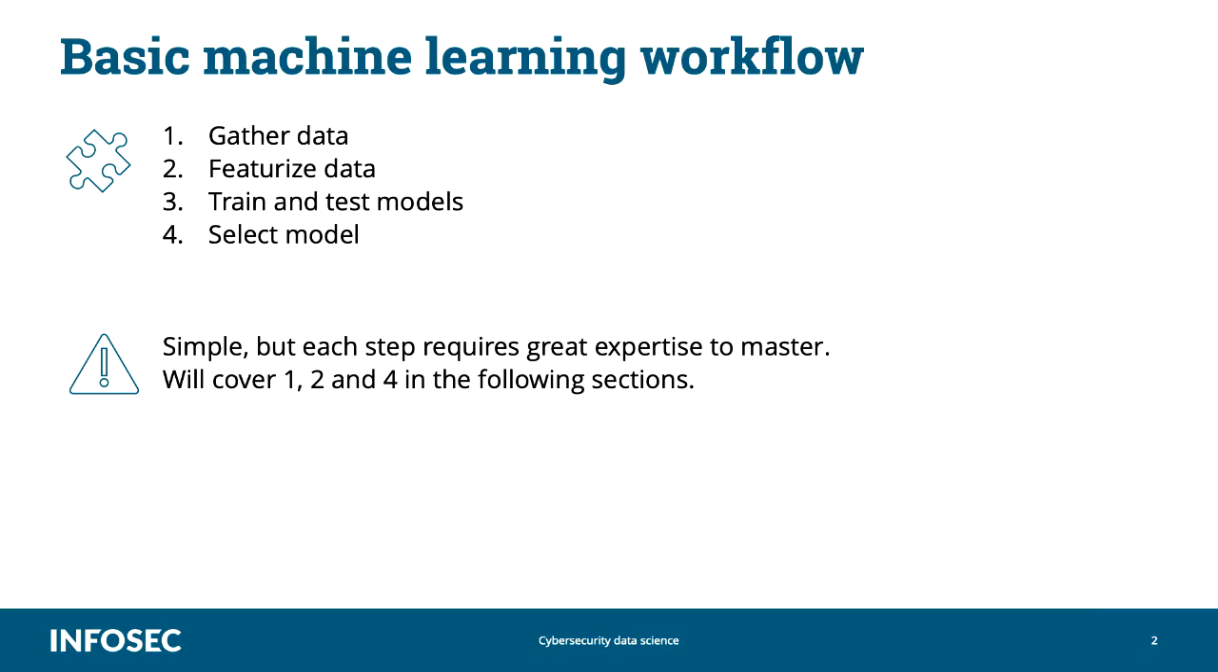First step is to gather data. Next step is to convert this data into a form that can be used in your model, i.e. featurizing it. The next step is to train and test your models, and finally to select the best model. These steps are conceptually simple, but to actually master each step requires great expertise. We'll be covering steps 1, 2, and 4 in much more detail later on in the course. But to get started as soon as possible, it is essential to understand step 3, which is what we'll discuss now.